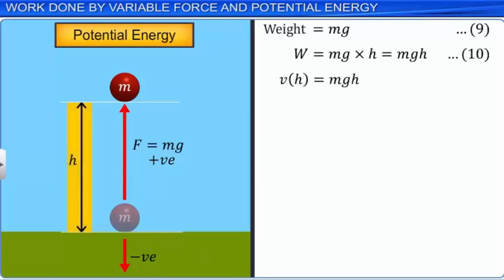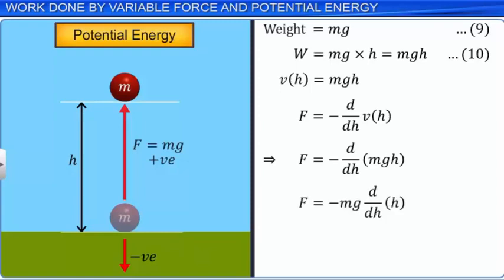If h is the variable, it can be easily shown that the gravitational force F is equal to the negative of the derivative of V of h with respect to h. Thus, F is equal to minus d by dh of V of h, equal to minus d by dh of mgh, which is equal to minus mg. Let this be equation 11. The negative sign indicates that the gravitational force is directed downwards.